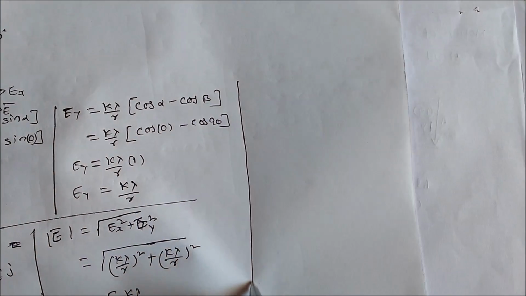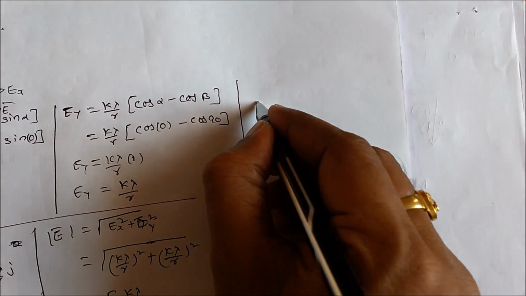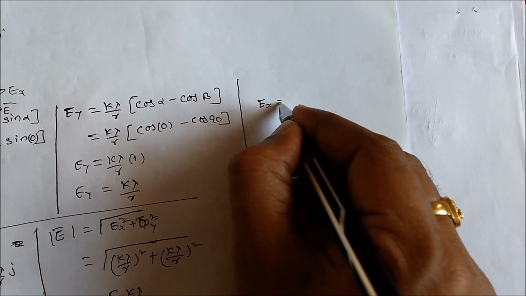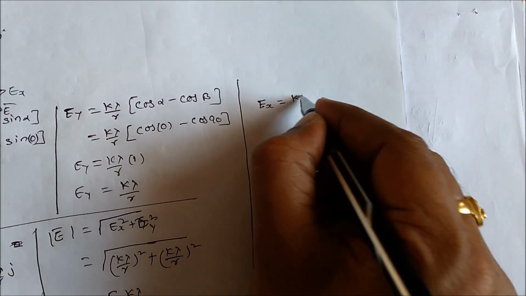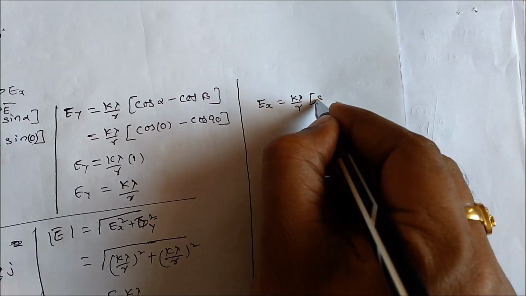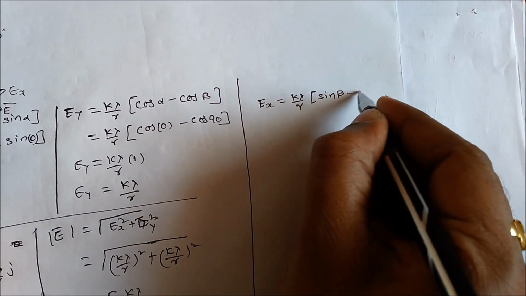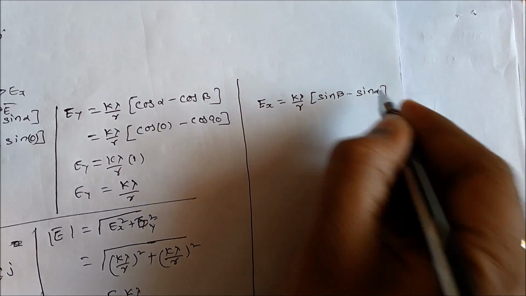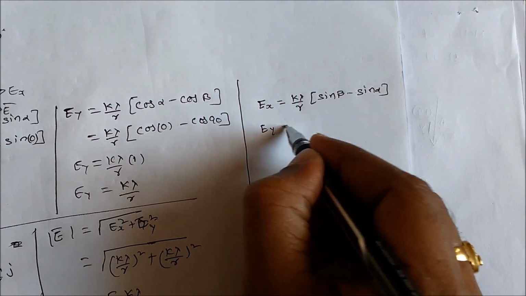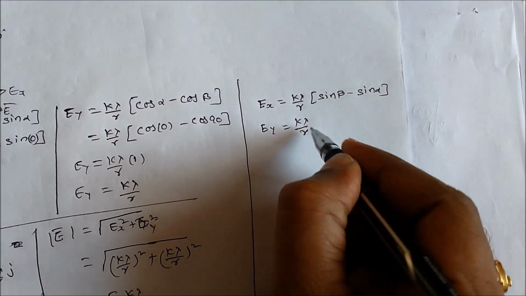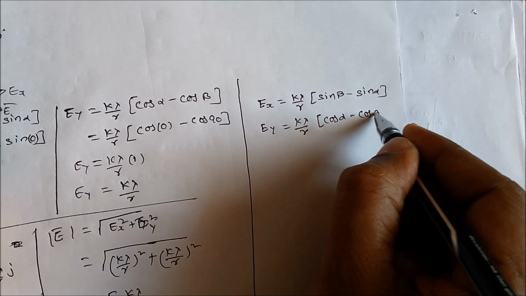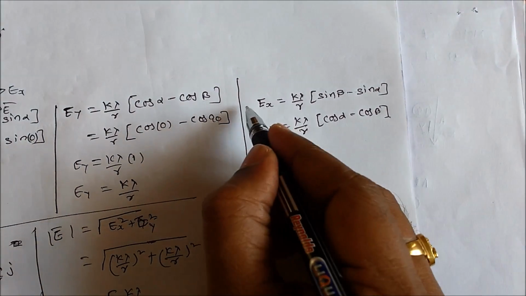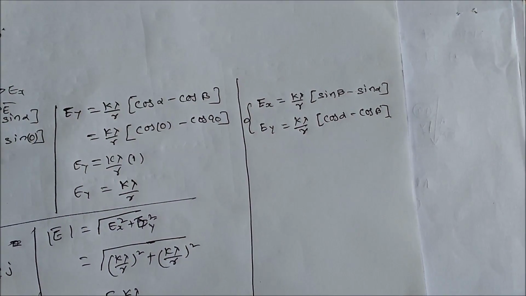Okay, finally I am giving the conclusion. Whenever wire problems come, use that the x component of field intensity is equal to k lambda by r (sin beta minus sin alpha), and the y component is equal to k lambda by r (cos alpha minus cos beta). With this we can find out the total field intensity.